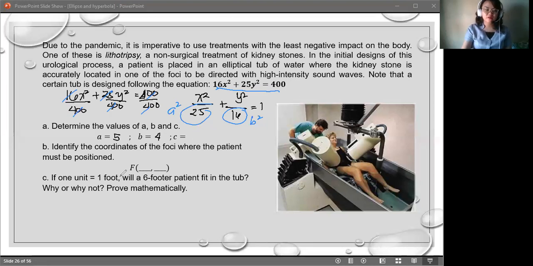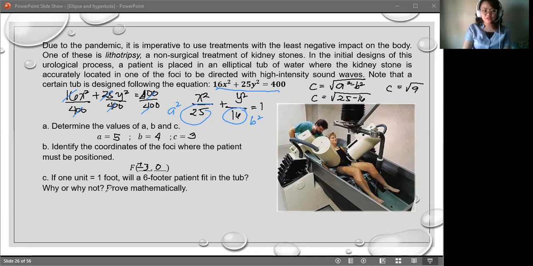To be able to look for the value of c, let's identify, we have c is equal to the square root of a² − b². So c is equal to the square root of 25 − 16. Therefore, c is equal to the square root of 9, and the square root of 9 is simply 3. Next, identify the coordinates of the foci where the patient must be positioned. Again, this is case 1, therefore the foci would be (±c, 0), or in this case (±3, 0).